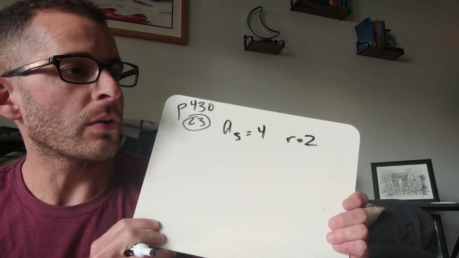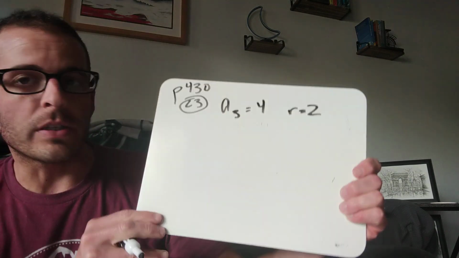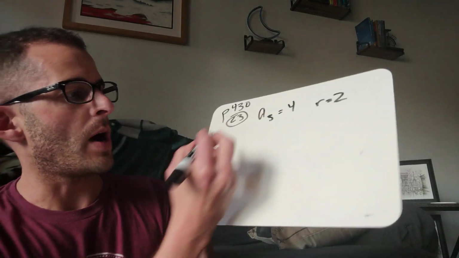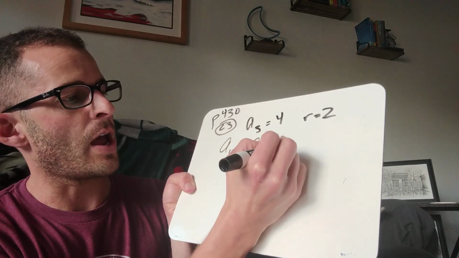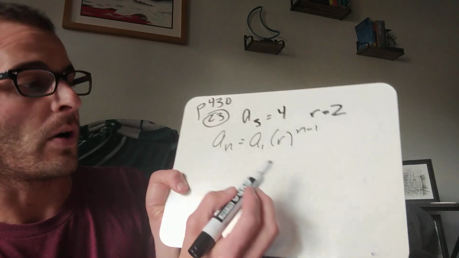Alright, through the magic of pausing, I erased all my whiteboards and turned to page 430. So, let's do number 23, because that is like number 5 from the monitoring progress. A sub 3 is equal to 4, and the common ratio is 2. Okay? We need to write a rule, and then we need to graph the first 6 terms. Alright, so what do I know? I know my formula, which I'm writing down again so that I have it, well, I don't have it memorized, I just have it.